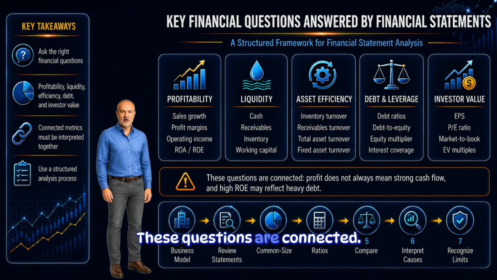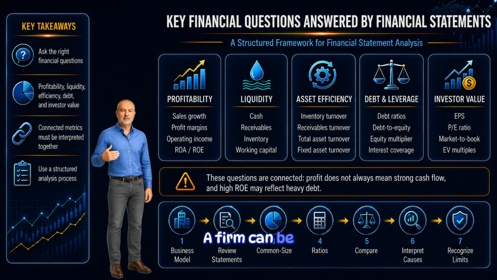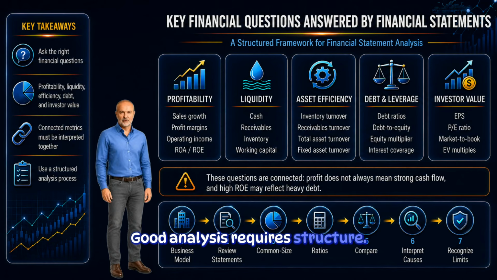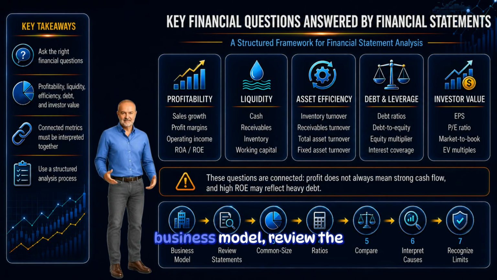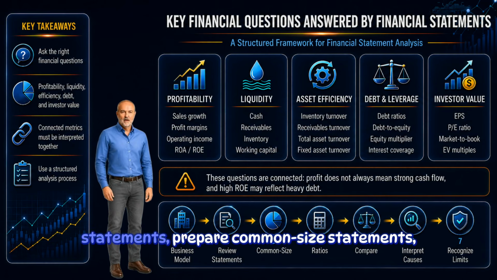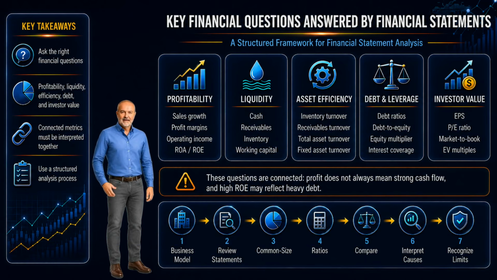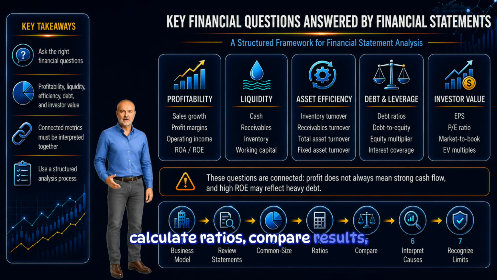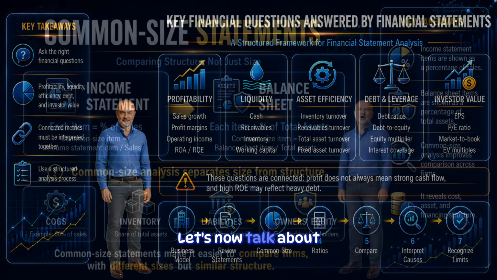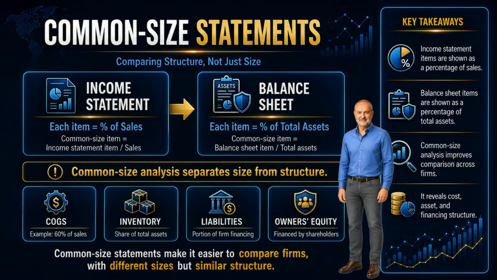These questions are connected. A firm can be profitable, but still have cash problems. A firm can have high return on equity because it performs well, or simply because it uses a lot of debt. Good analysis requires structure. We begin with the business model, review the statements, prepare common-size statements, calculate ratios, compare results, interpret causes, and recognize limits. Let's now talk about common-size statements.